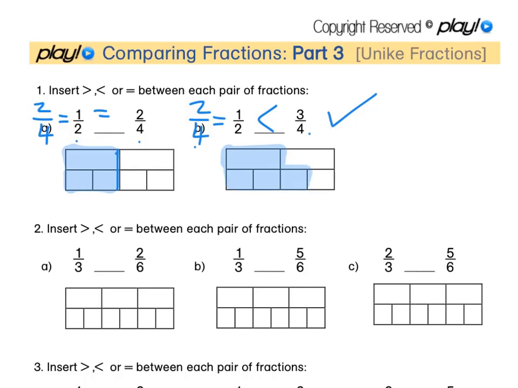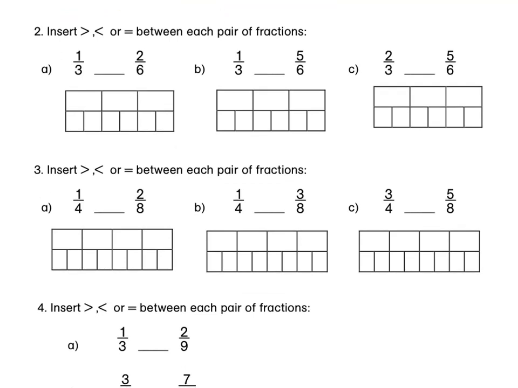Let's move on to number 2. Insert greater than, less than, or equal to between the pair of fractions. So for the first one, we have got 1/3, and directly beneath it we have 2/6. So these two we can see are exactly equal. Now 1/3 as something out of 6, we times top and bottom by 2, and there you see in fraction form, that is why the two are equal. 2/6 is equal to 2/6.